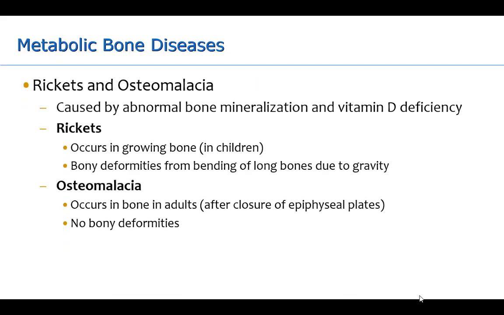Metabolic bone disease. Rickets is a metabolic bone disease if vitamin D deficiency occurs in children. It's very common in developing countries. Lack of vitamin D is usually due to malnutrition, and these patients will have bone deformities, soft bones, and be prone to fractures. Osteomalacia is the same thing, but it occurs in adults. So bones have already developed, so there is no deformity of the bones, but there will be weakness of the bones.